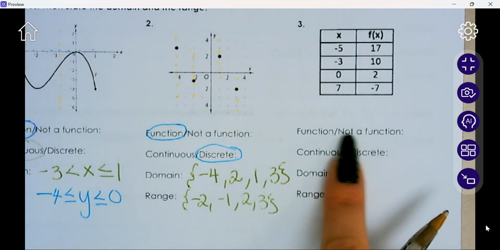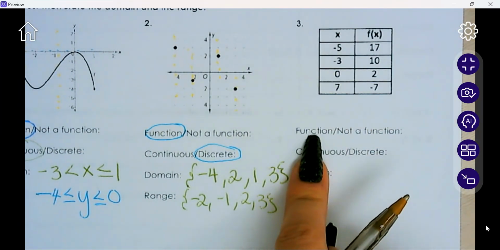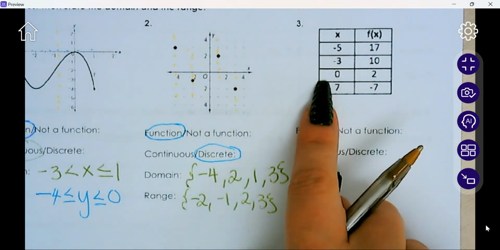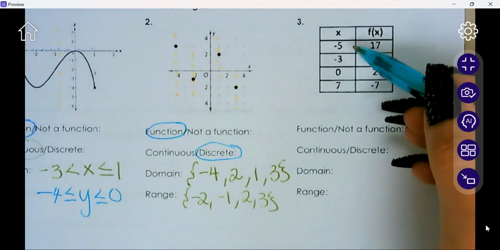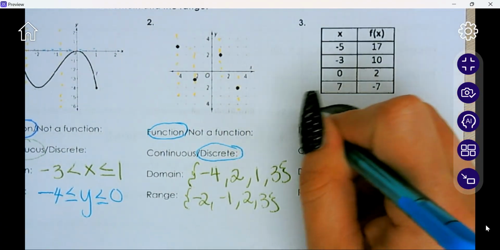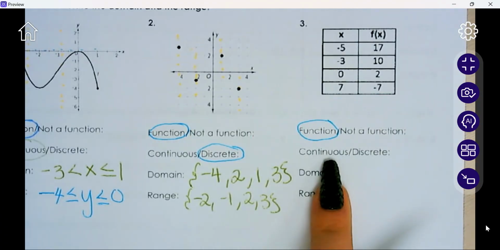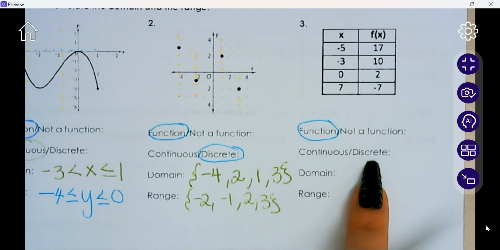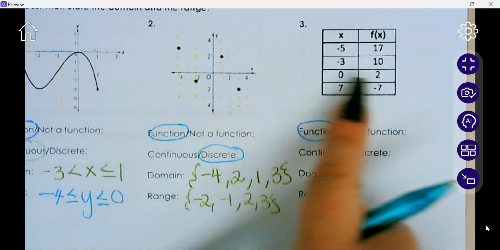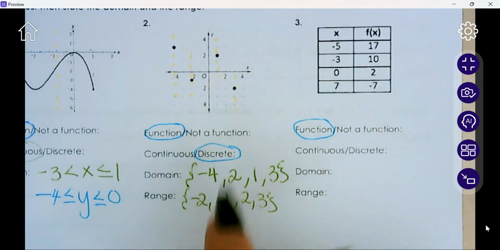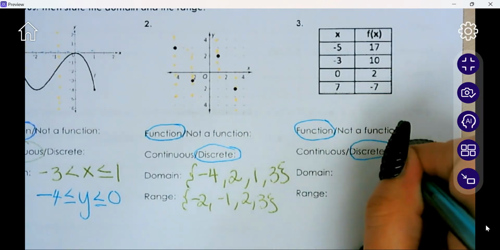Continuing on to the table. I know it's a function as long as there are no repeating x values that have a different y value. So there's no repeating x values. That makes this a function. For the most part, anytime you see a table, it's always discrete. Essentially, it's just listing the points. Instead of points on a graph, you're having points on a table. So this would be considered discrete.